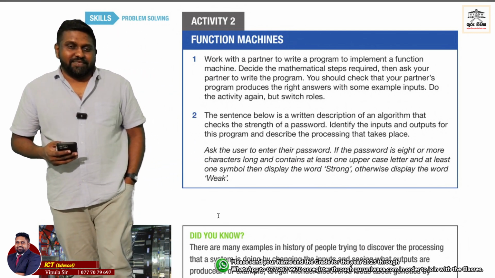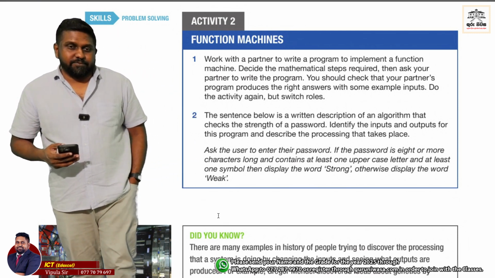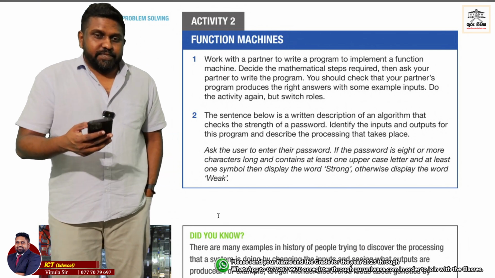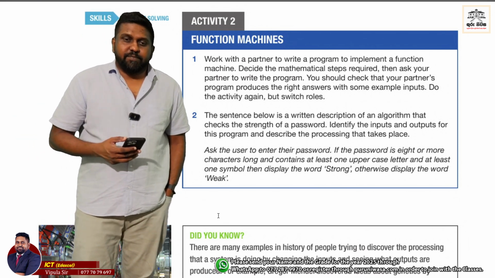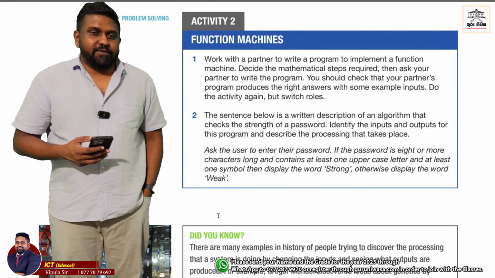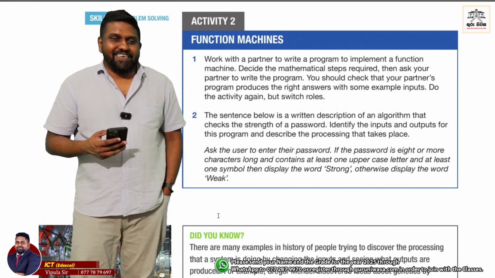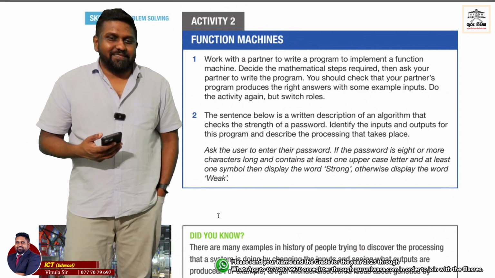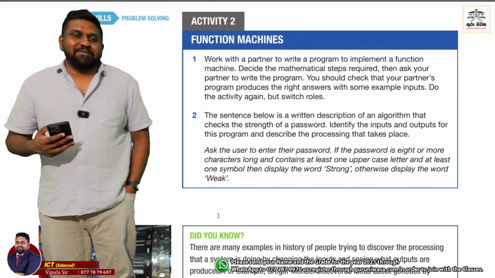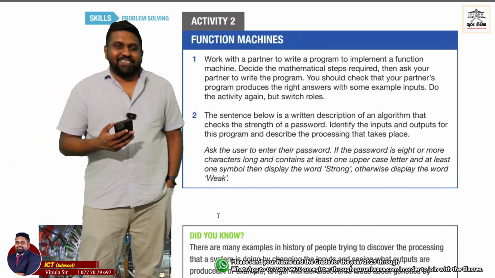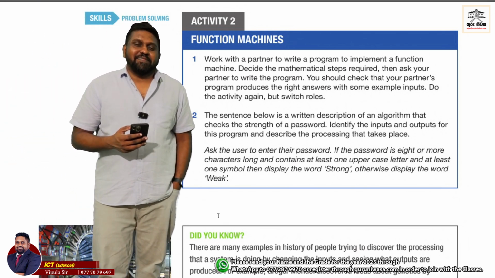So let's say you write something like this. Ask the user for their password. If the password is 8 or more characters long and contains at least one uppercase letter and at least one symbol, then display the word strong. Otherwise, just display the word weak.